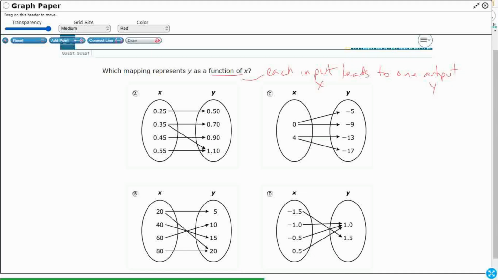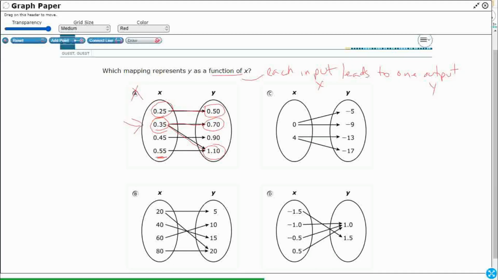So look at A here. A, I've got the 0.25 goes to 0.50, but look at this 0.35. It goes to 2. It goes to that 0.70 and the 1.10. It's fine if 2 different x's lead to the same y, but each x can only be mapped with one y. So A is not it. The issue is that 0.35.